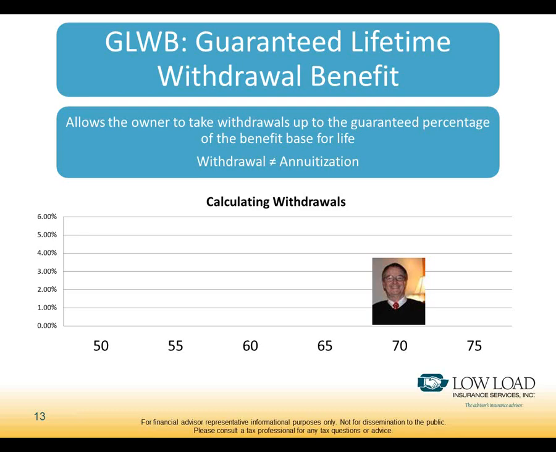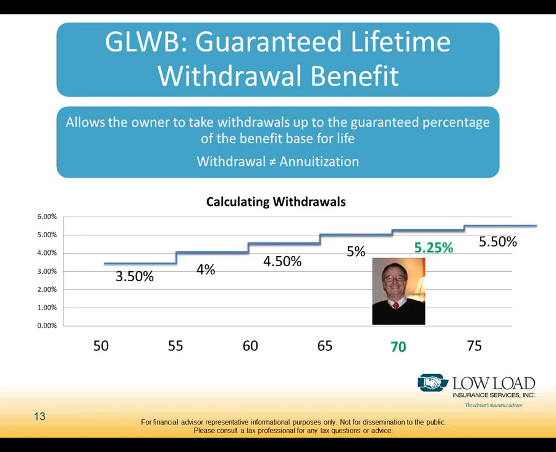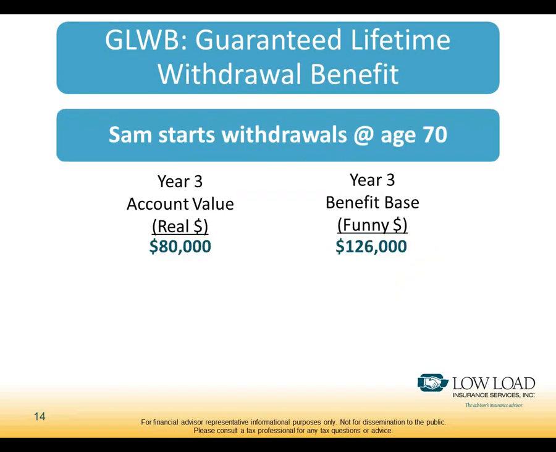Now, how much you can withdraw varies by insurance company, but typically there's a step on it. And it depends on how old you are when you take that first withdrawal. So Sam, who bought this annuity when he was younger, is going to start taking income out at age 70. So he's going to be able to withdraw 5.25% for the rest of his life. So what this does, if we go back to our example, his account value is $80,000 and his benefit base is $126,000.